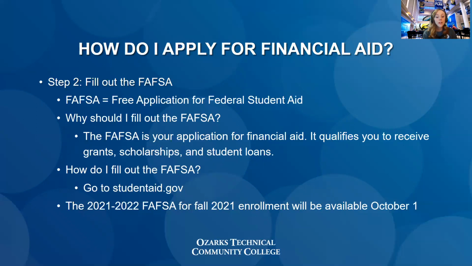And the 2021-2022 FAFSA for fall 2021 enrollment will be available October 1st. That is just a little side note for all of you seniors planning to start college next fall in 2021. This is the FAFSA application you would need to be doing. You can do that anytime after October 1st, and the sooner you do it, the better. Sometimes by doing it early, you can be eligible for a few additional grants. So I would highly encourage you to do that early.